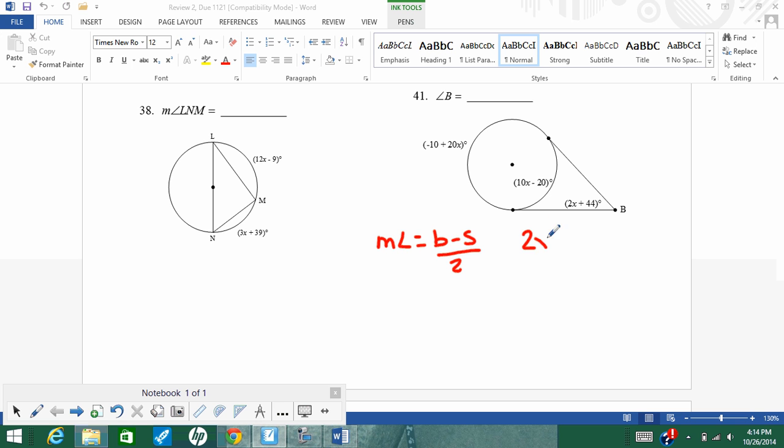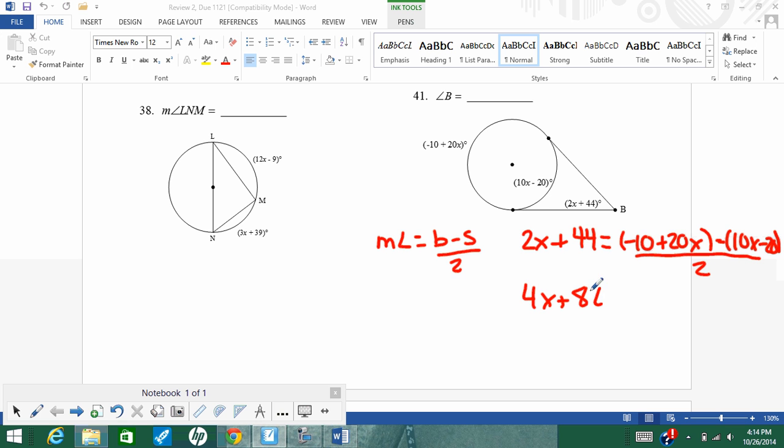The angle is 2x plus 44. The big arc is negative 10 plus 20x. And we'll subtract the small arc 10x minus 20. And I'm running out of space here. And that's all divided by 2. To get rid of the 2, we multiply both sides by 2, so we end up multiplying this whole thing by 2. So 2 times 2x is 4x. 2 times 44 is 88. I can lose the parentheses over here.